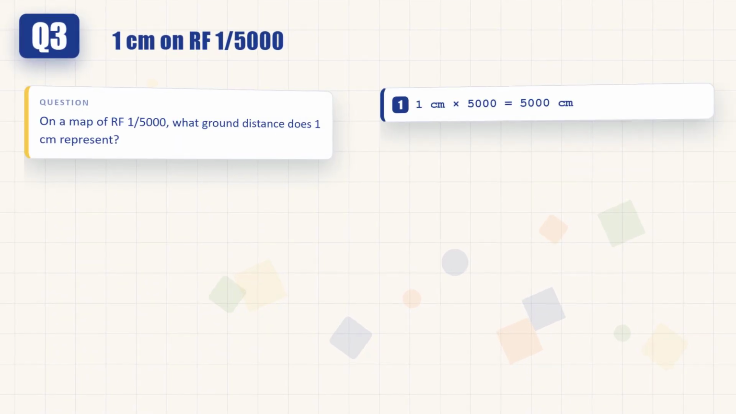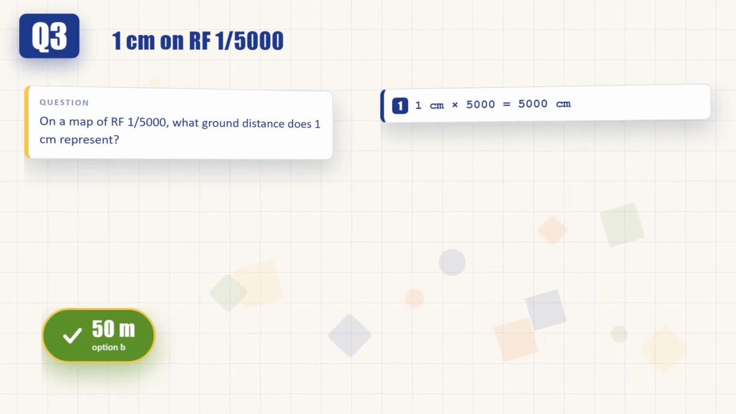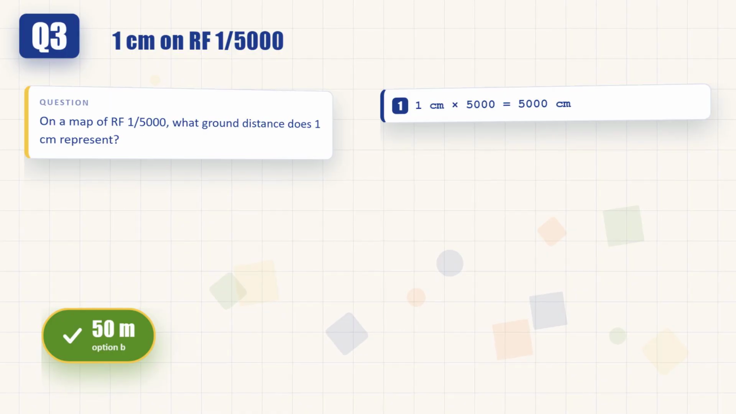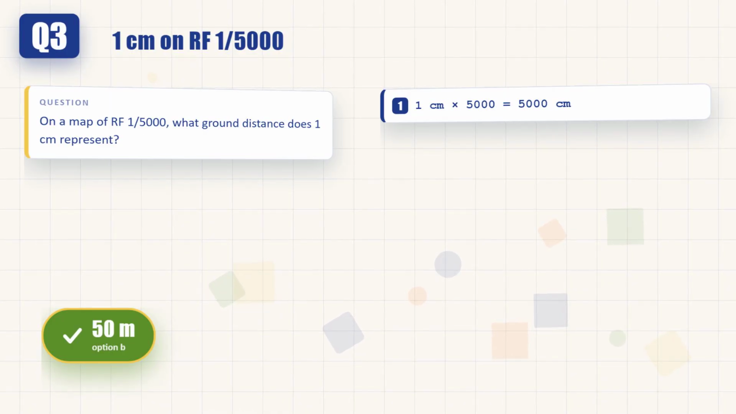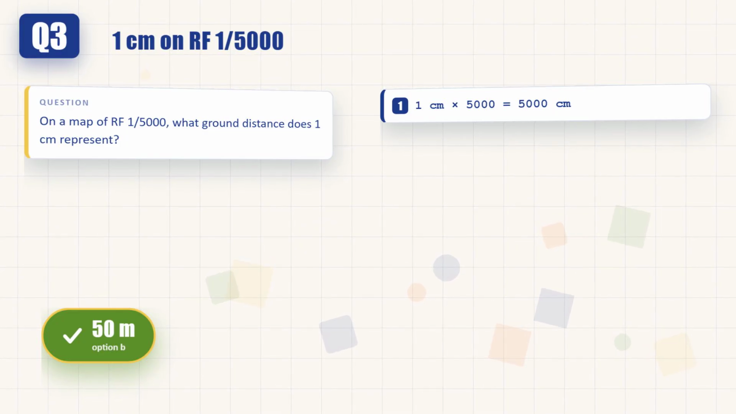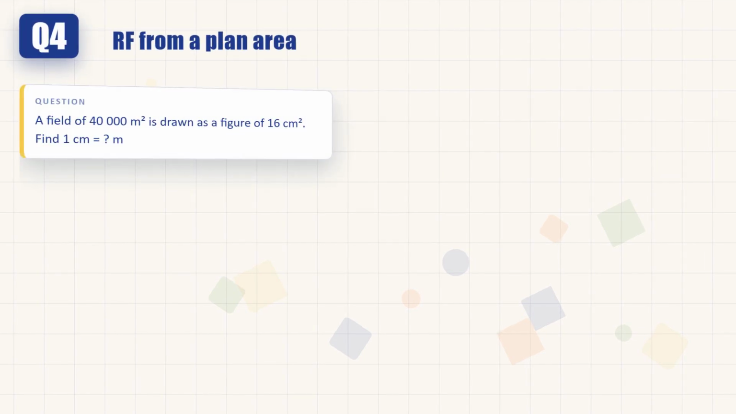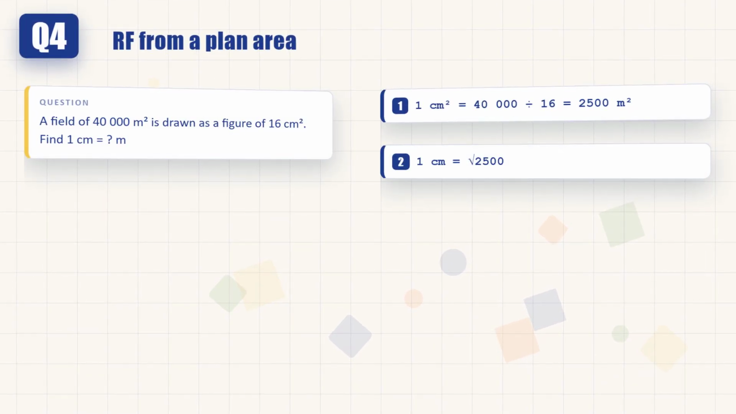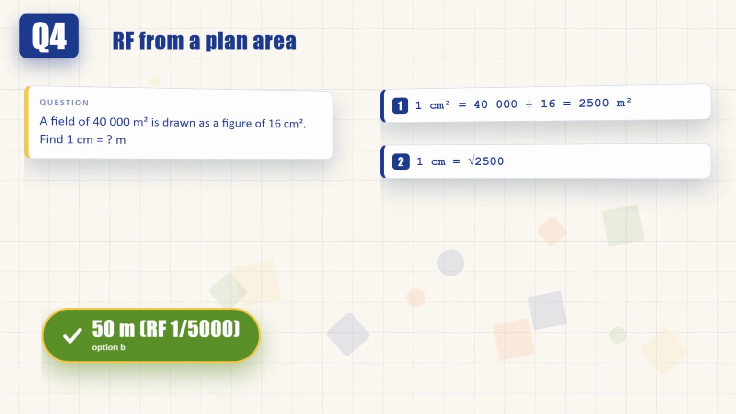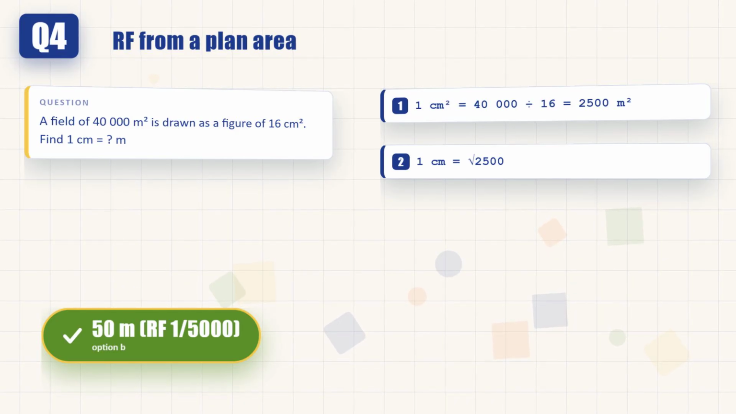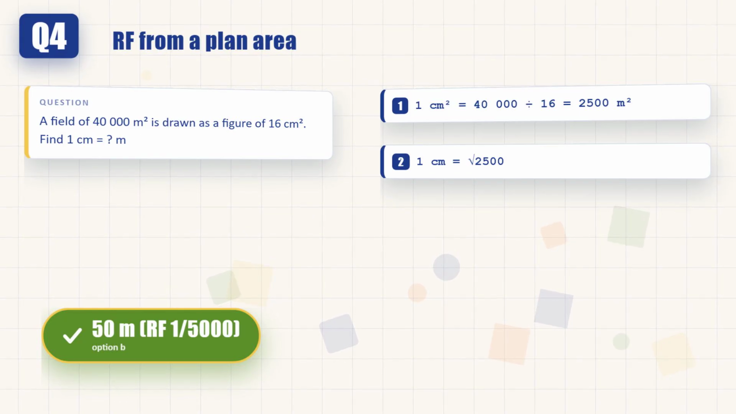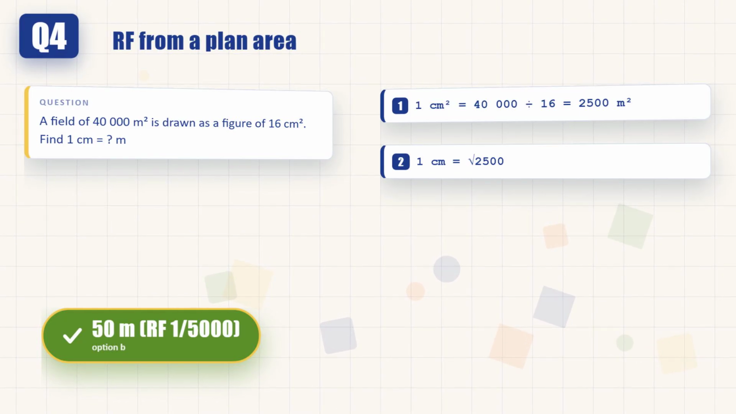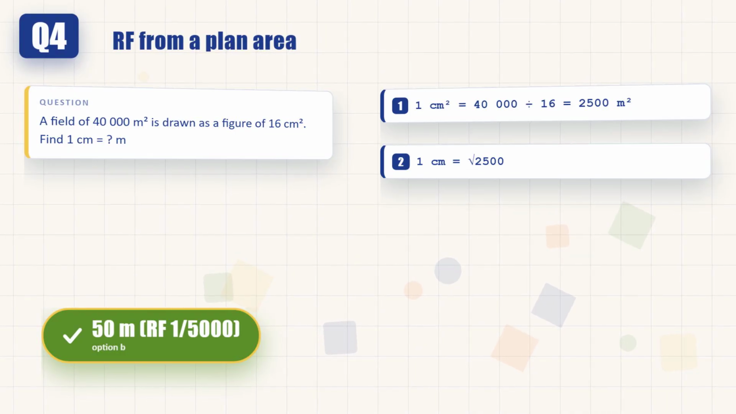Question 3. On a map of RF 1 by 5,000, 1 centimeter times 5,000 is 5,000 centimeters, that is 50 meters. Option B. Question 4. 40,000 square meters drawn as 16 square centimeters. So 1 square centimeter is 2,500 square meters. Take the square root. 1 centimeter equals 50 meters. Option B.